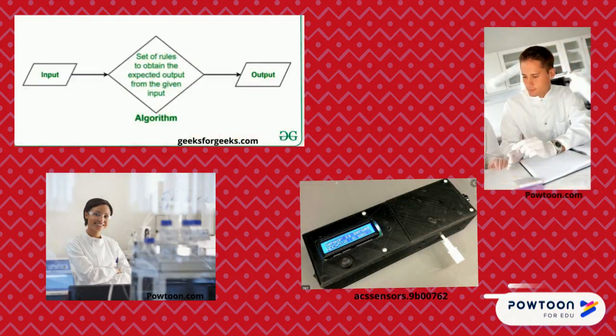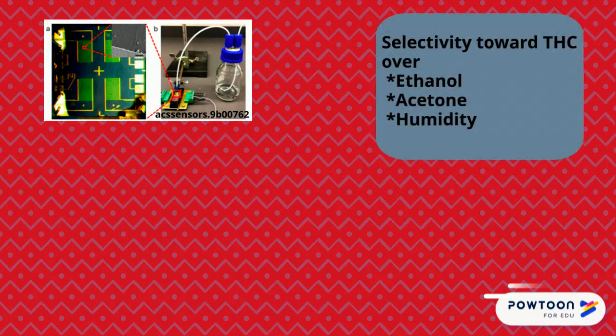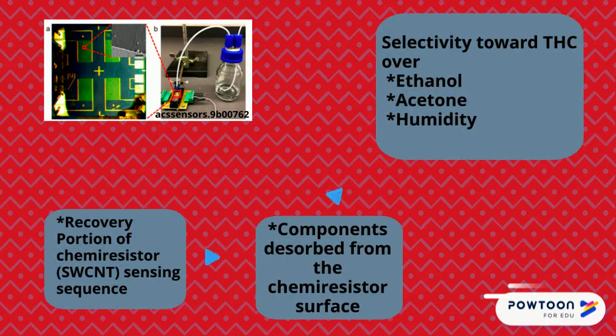During the trial runs, the machine learning algorithm was tested to see with what accuracy the recovery portion of the sensor traces could be classified as containing THC vapor. Selectivity toward THC over ethanol, acetone, and humidity was achieved by focusing on the recovery portion of the chemiresistor sensing sequence, at which point the more volatile compounds had desorbed from the chemiresistor surface at a faster rate than THC.